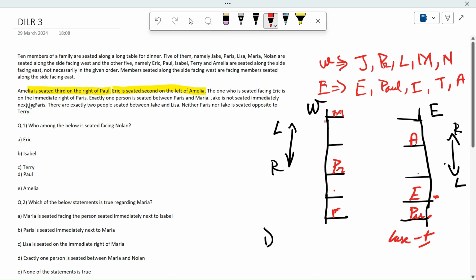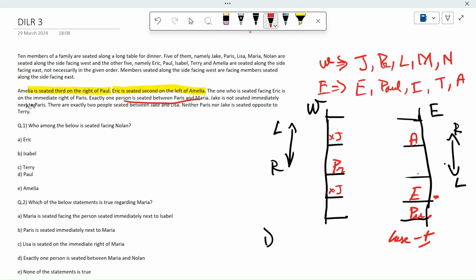Are you understanding this point? Because there should be one person between them. If we do not find it, then we will use this point, or we will use something else. So I am just highlighting this point: exactly one person between. Jack is not seated immediately next to Paris. So Jack is not here, not here, and also not here. There are exactly two people between Jack and Lisa. Jack and Lisa will have two people between them.